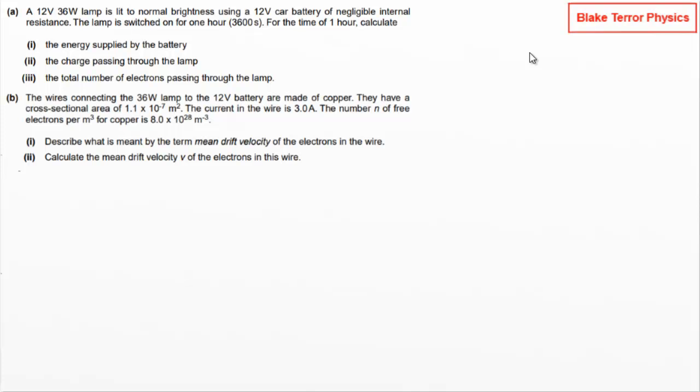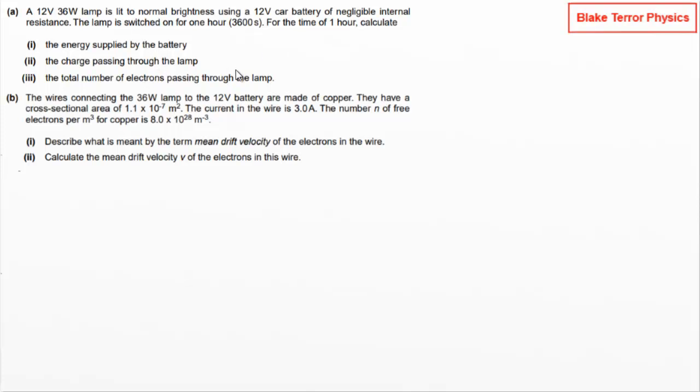We've got a 12 volt 36 watt lamp lit to normal brightness using a 12 volt car battery of negligible internal resistance, as it would have to be if it's going to light it to normal brightness. The lamp is switched on for 1 hour. For the time of 1 hour, calculate the energy supplied to the battery.